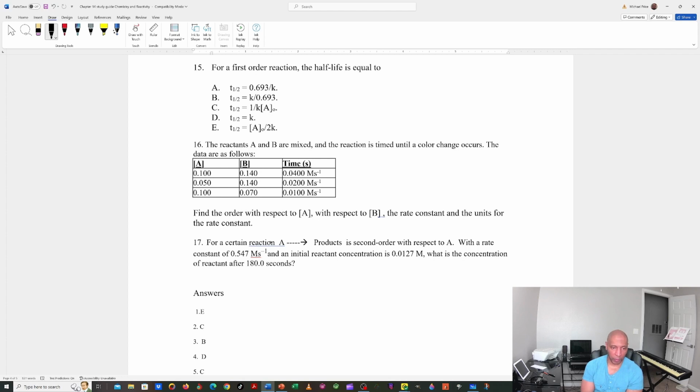Well, it's second order with respect to A, so that should be m to the negative 1, s to the negative 1, and I left that off there, didn't I? Let me change that. Well, I'm going to have to change it later. In an initial reacting concentration of 0.0127 moles per liter, what is the concentration of reactant after 180 seconds? Now I should have put a first order integrated rate law problem down here too. I should have done that.